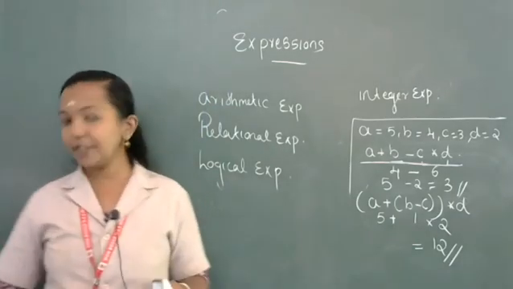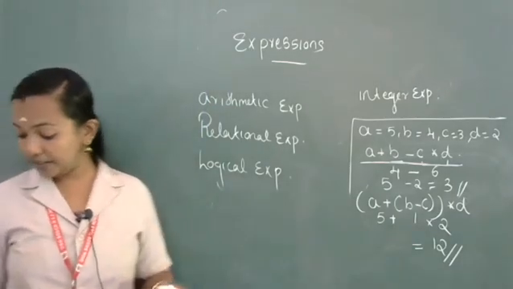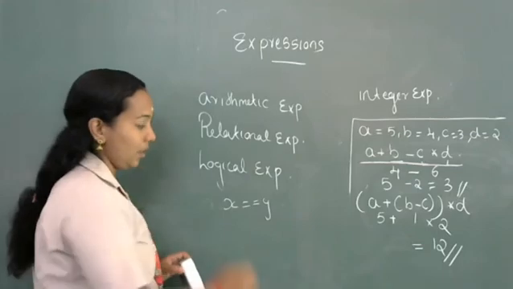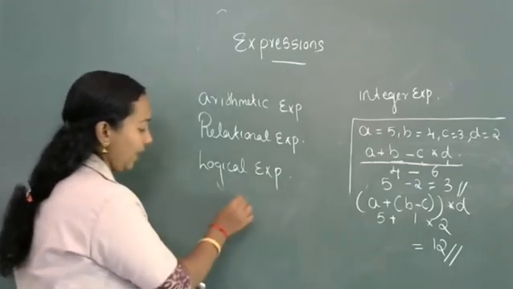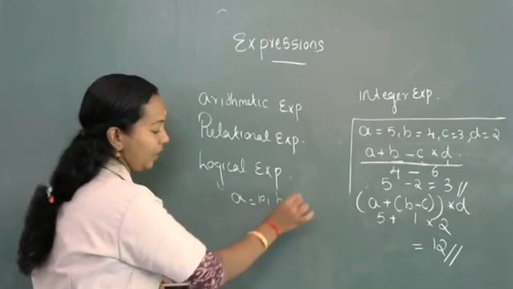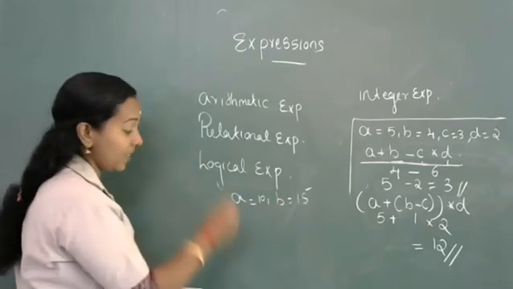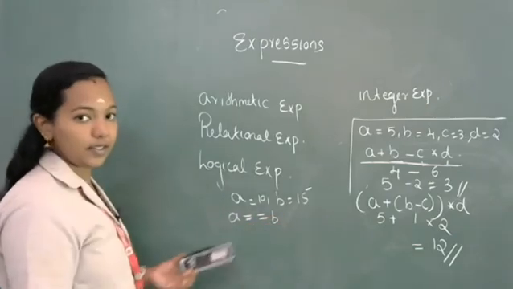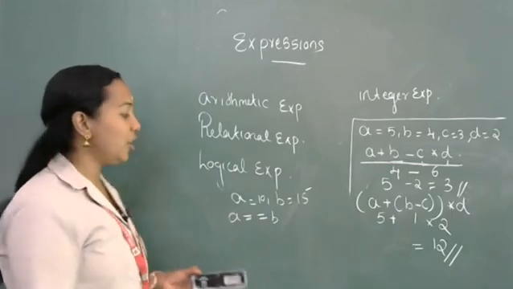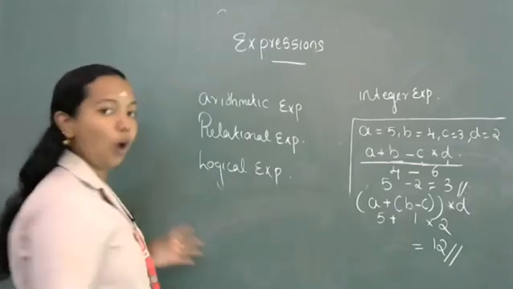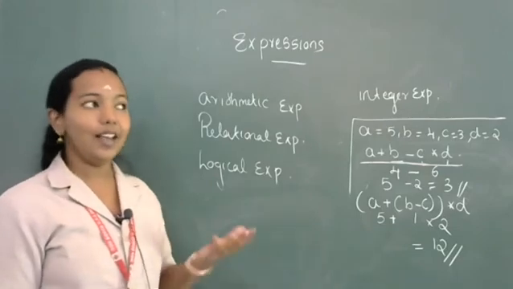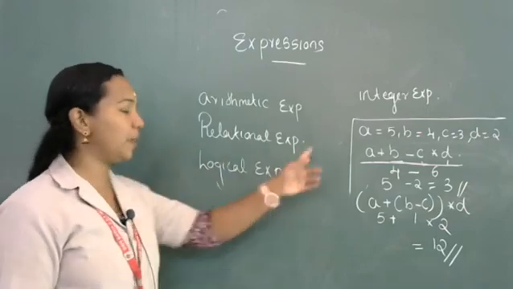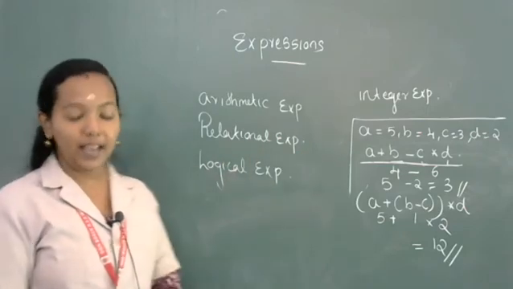Relational expression means that it uses relational operators like x not equal to y. Okay. So here the value of A is equal to 10, B equal to 15. Then we can write A not equal to B or A equal to B. What is this? Relational expression. So in any expression, if we are using relational operators like less than, greater than, less than or equal to, greater than or equal to, then it belongs to the relational expression category.